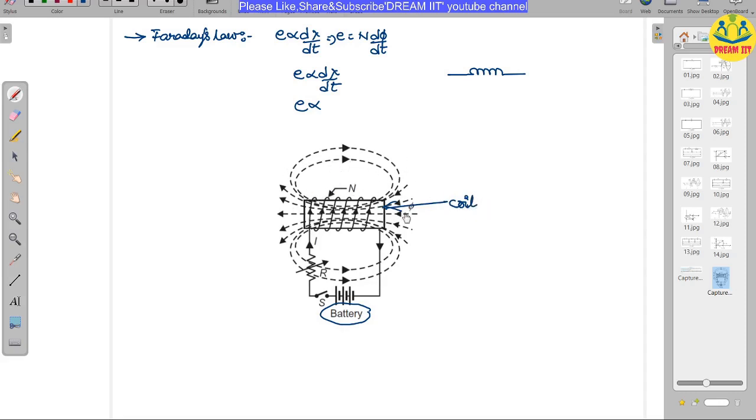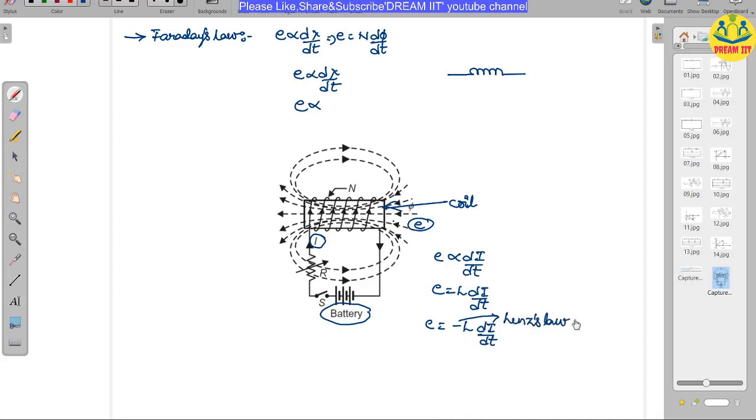What is the cause of the production of this current? There is some induced EMF in this case. That induced EMF is directly proportional to di by dt. Removing the proportionality constant, we can write E is equal to minus L into di by dt. Why are we getting this negative sign? The negative sign is due to Lenz's law.